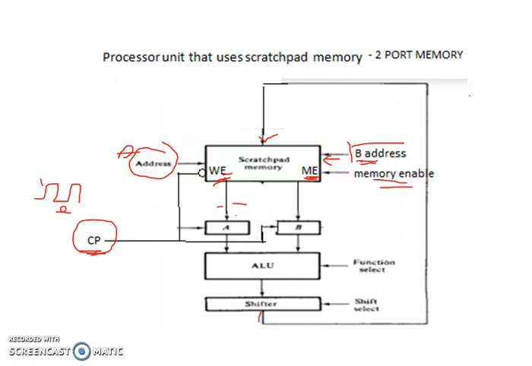So the entire thing in this two-port memory will be monitored based on the clock pulse that is being generated. CP equal to 1 means A and B will be able to fetch the data from the memory based on the addresses that are given. And if ME is enabled, the memory will be able to write or receive the data based on the address given in port B. Okay, B address.